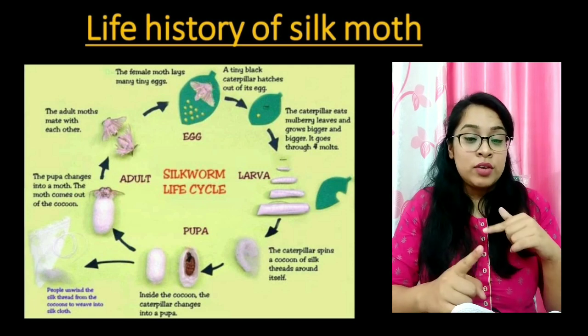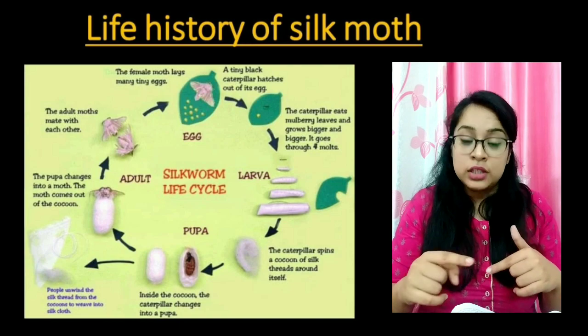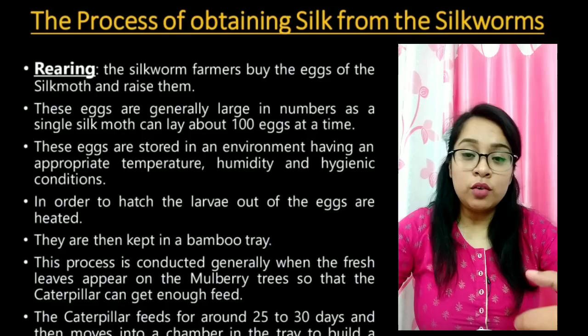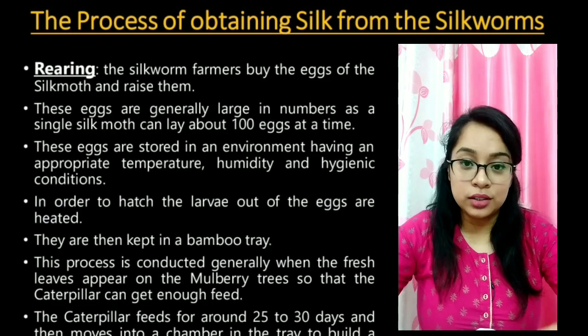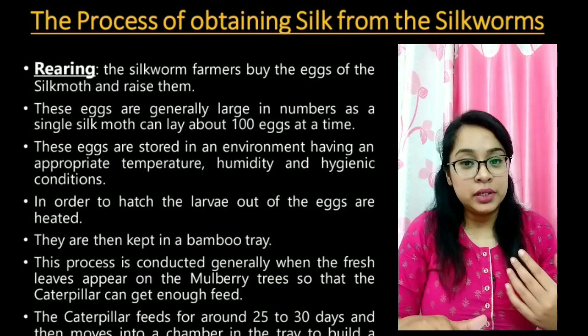So now we will learn about how we produce silk in factories or industry. Now we will learn how silk is produced in industry. See, in order to produce silk, they grow mulberry trees.